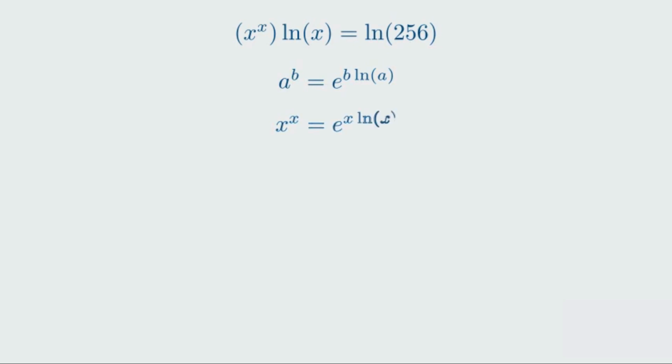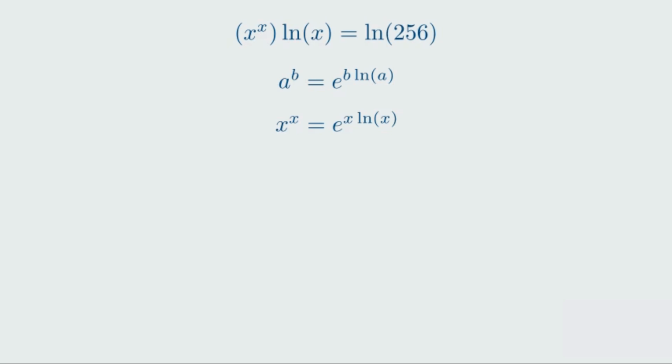However, there's another way to solve this specific problem that bypasses the Lambert W function, by being very clever with exponents. Let's return to the equation x to the x times ln x equals ln 256. The left side, x to the x times ln x, is not in the correct form for W. But what if we could make it look like a number raised to itself? Remember the property a to the b equals e to the power of b times ln a. Let's apply this to x to the x. It becomes e to the power of x times ln x.